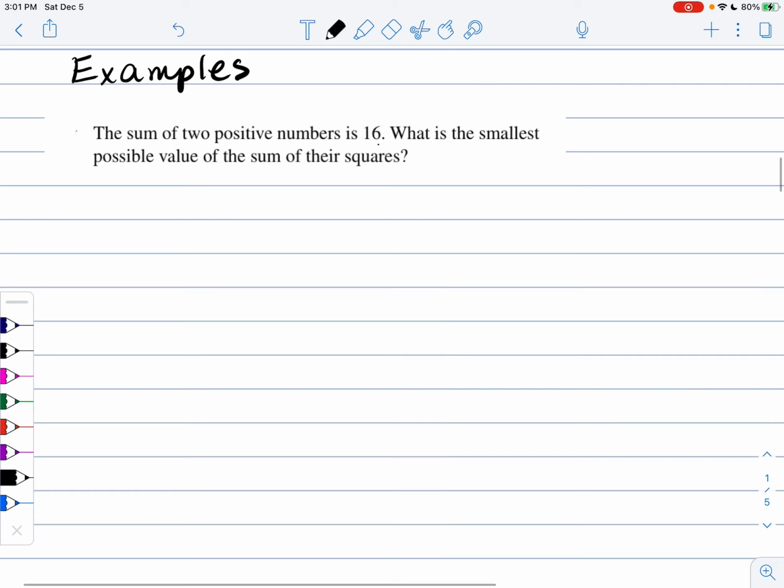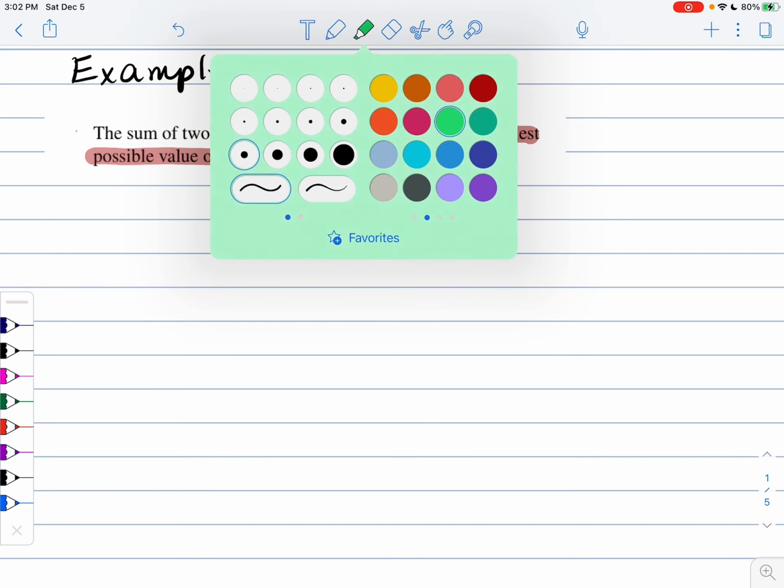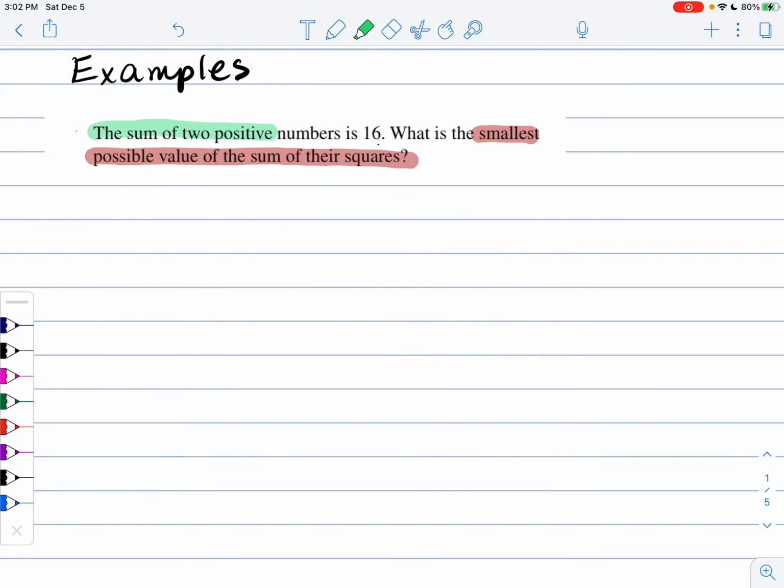All right, so we'll start small. Here, this says the sum of two positive numbers is 16. What is the smallest possible value of the sum of their squares? So I recognize this as an optimization question because I have find the smallest possible value of the sum of their squares. That tells me it's an optimization question, and my constraint here is going to be the sum of two positive numbers is 16.